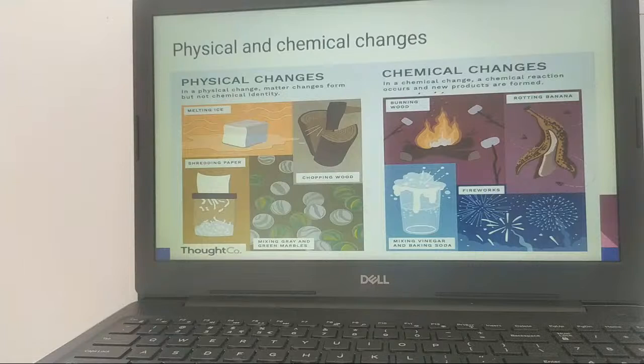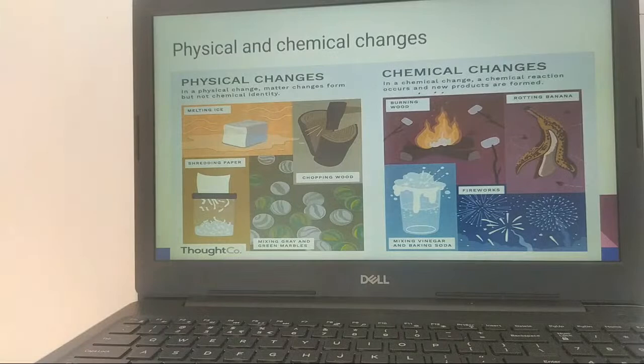So what is actually happening? The wood is no more wood after it is burnt. It is transformed into a new substance. That is what is called a chemical change. Rotting of banana, you can see another example. Then mixing of vinegar and baking soda.